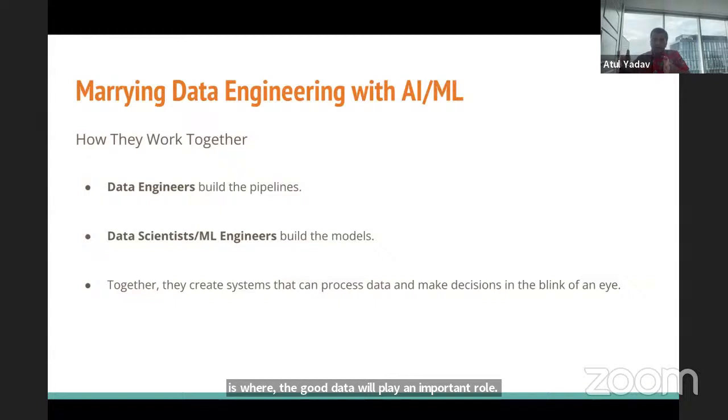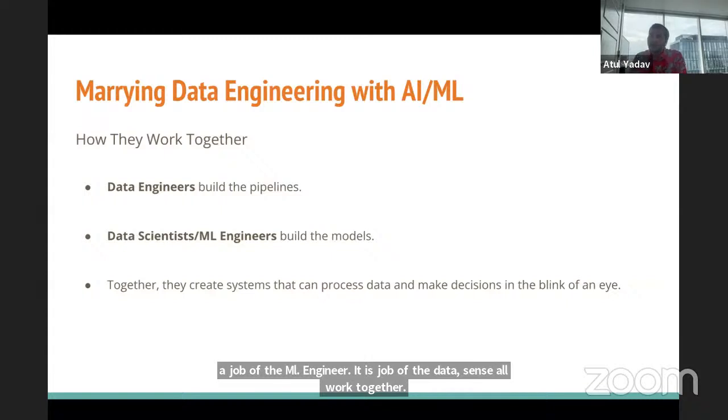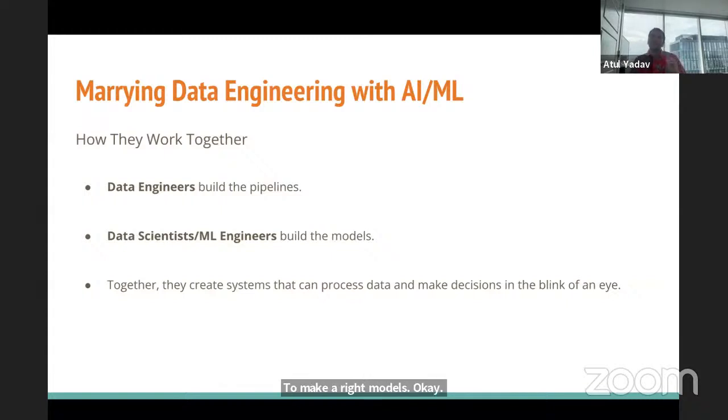It's the job of all the members in a team. It's not only the job of the ML engineer or the data scientist, who take care of the models. It's a job of the data engineer as well, it is a job of the product owner as well, the ML engineer, and the data scientist. All work together to make the right models.